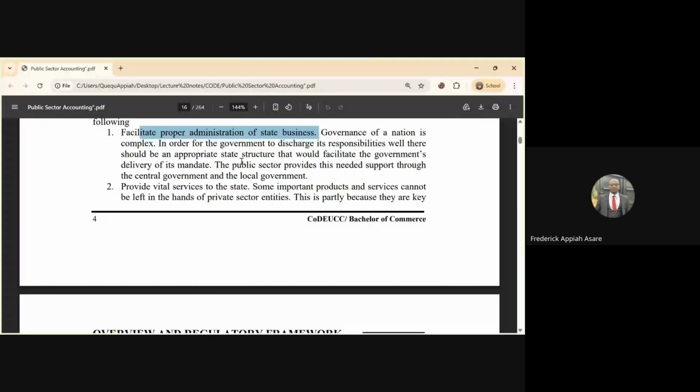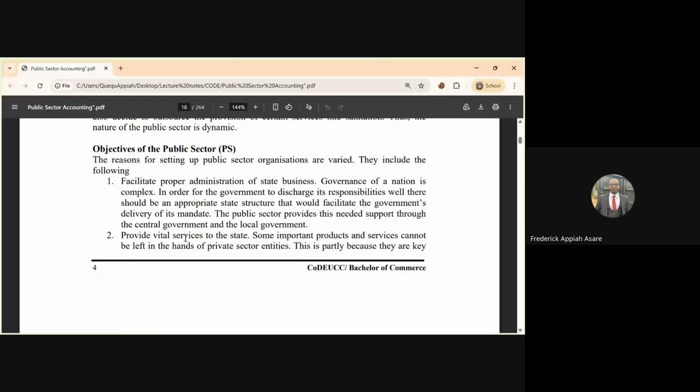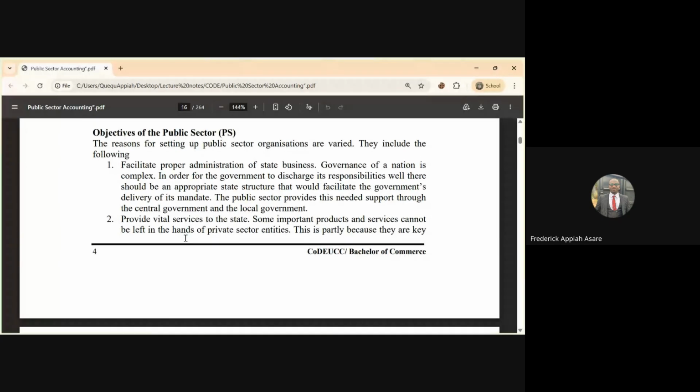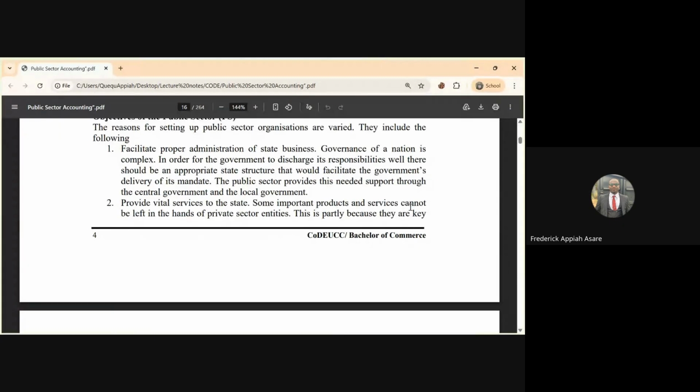There are some services that are so vital that when you give them to a private person to provide, they will charge us more than necessary. An example is water. If you give the water service to a private person, you might not be paying what you are paying now. If you give ECG or electricity to a private person, you might not be paying what you are paying now. So the public sector provides these vital services to the state.